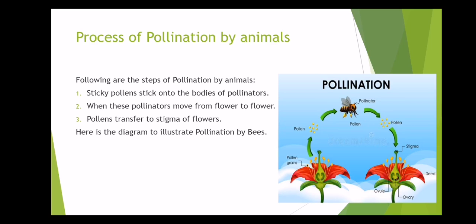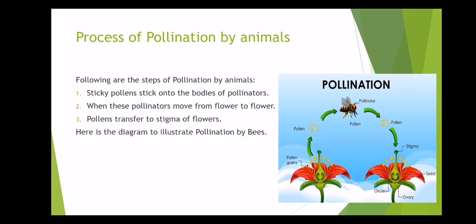In this diagram, you can see pollination by a bee. How does it take place? When the bee sits on the flower, the sticky pollen sticks onto the body of the pollinator. I repeat, when this bee sits on the flower, the sticky pollen sticks onto the body of that bee. When this bee moves from flower to flower, the pollen transfers from the anther to the stigma of the flower.